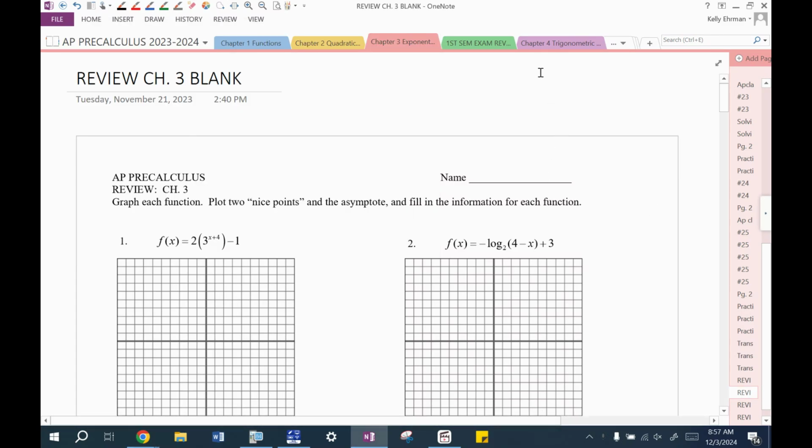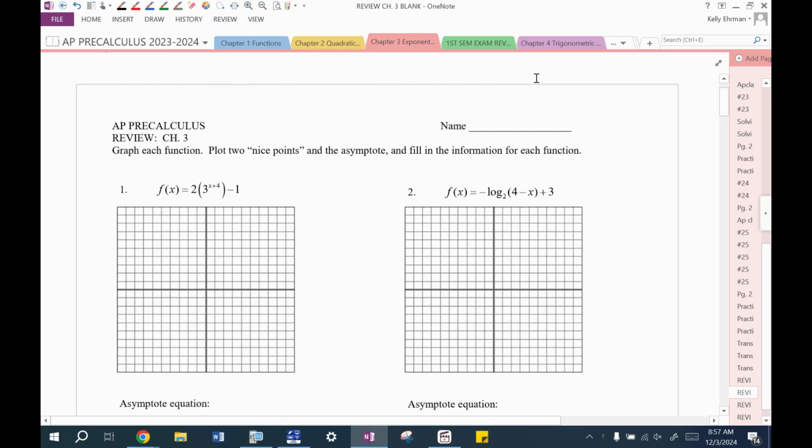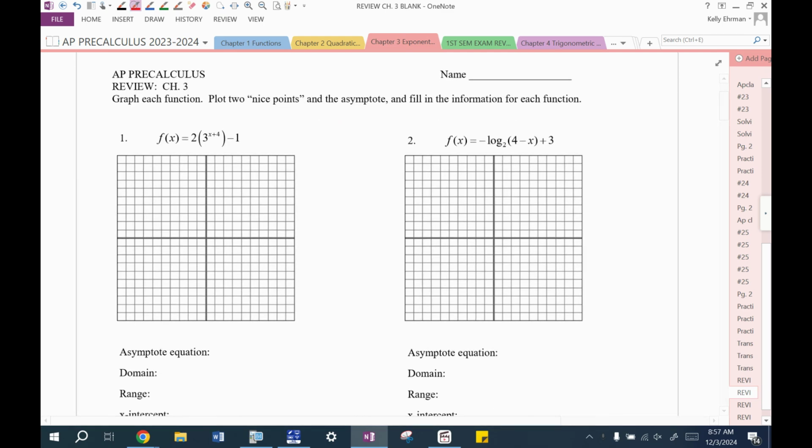All right. So starting this chapter 3 review, I'm going to split this video up into a few different videos. Let's just start with graphing. So graph each function, plot two nice points and the asymptote, and fill in the information for each function.